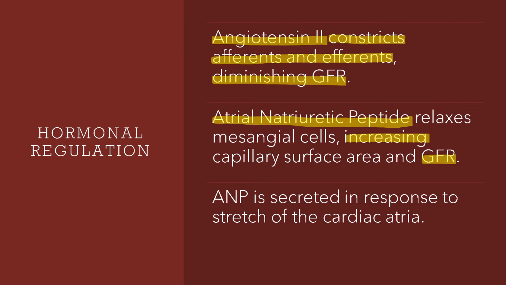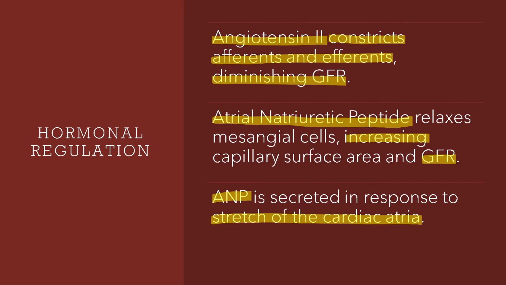Then there's also going to be ANP. So cells in the atria of the heart secrete the atrial natriuretic peptide, and stretching of the atria that occurs when the blood volume increases stimulates the secretion of ANP. So here we have that ANP is secreted in response to stretching of the cardiac atria.